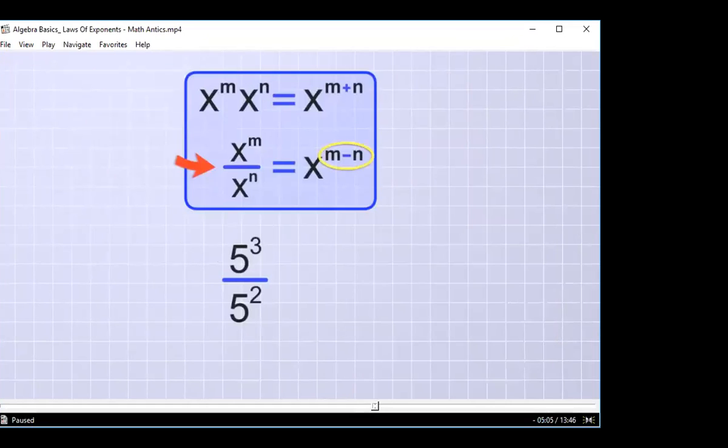What do you notice about the base in this question? Same base, which is 5. And this one, which operation? Division, right? So if it's a division, what do we have to do? We have to subtract. Yes, subtraction. Because we have the same base and a division operation, we will subtract the exponents.